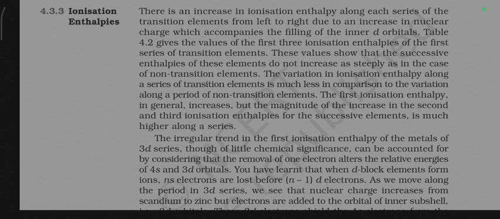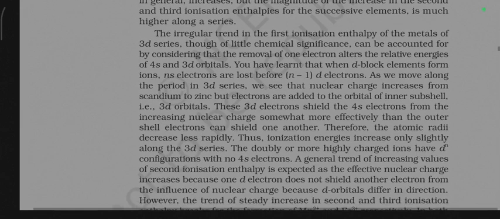These values show that the successive enthalpies of these elements do not increase as steeply as in the case of non-transition elements. The variation in ionization enthalpy along a series of transition elements is much less in comparison to the variation along a period of non-transition elements. The first ionization enthalpy in general increases, but the magnitude of the increase in the second and third ionization enthalpies for the successive elements is much higher along a series.